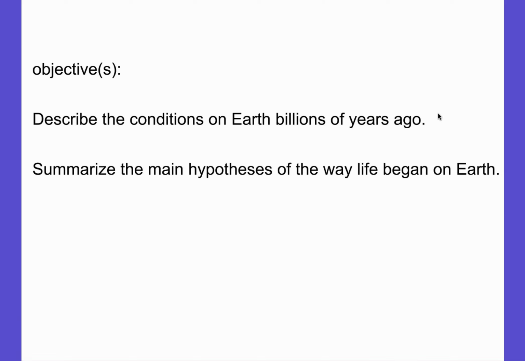All right, so our next section in biology, section 3 in chapter 12, we're going to be talking about the early conditions on Earth, so billions of years ago, and we're going to talk about the main hypotheses of how life could have began on this planet.